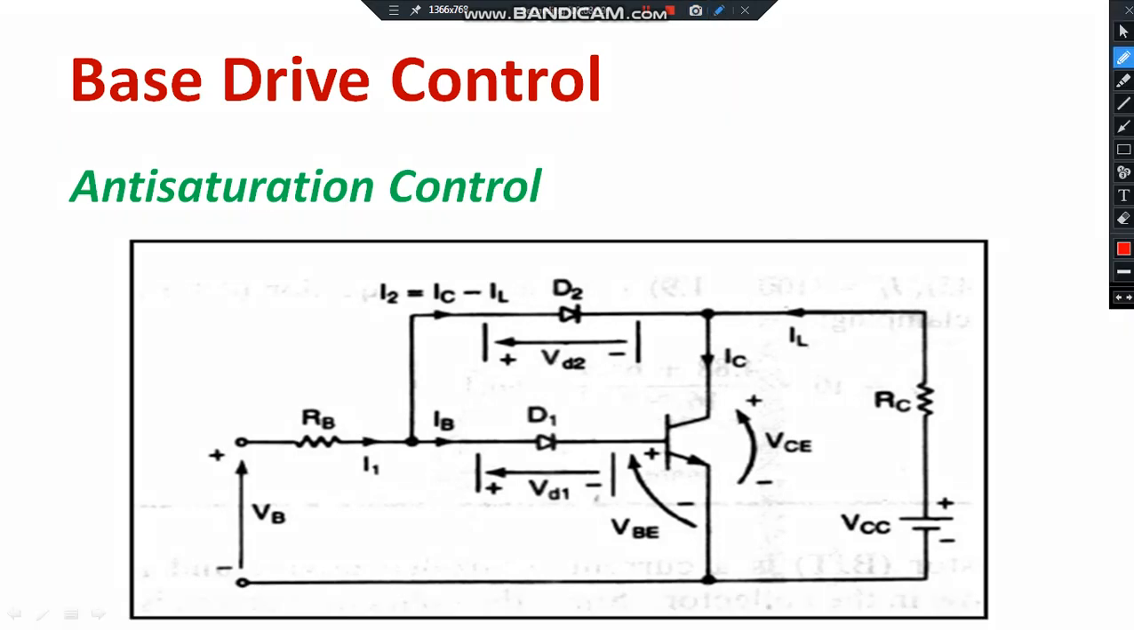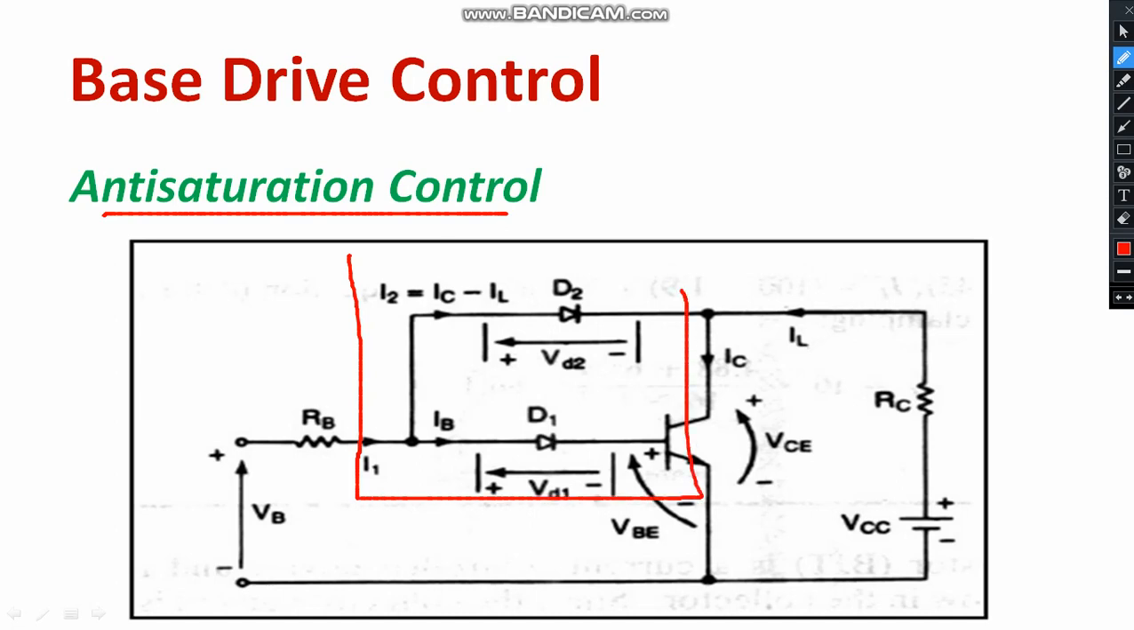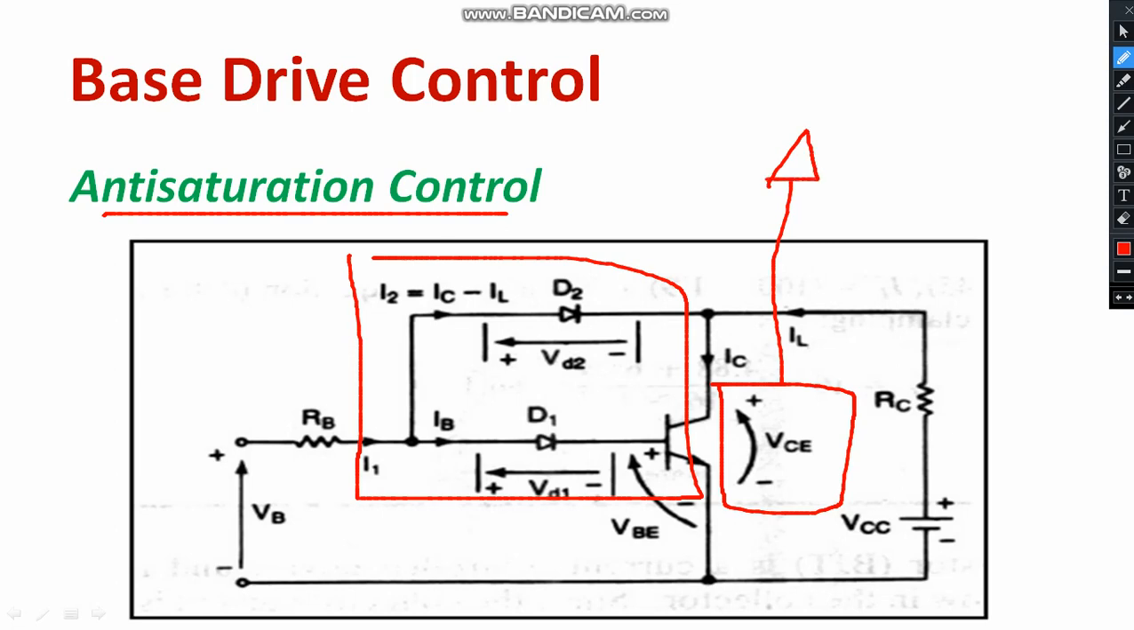The next methodology is known as anti-saturation control. In anti-saturation control, we use a clamped circuit as shown in the diagram. This is your clamped circuit. We are using diodes D1 and D2. Here VCE is maintained at a predetermined level. I mean clamping of the collector to emitter voltage, or you can call it the output voltage, at a predetermined level. That is exactly what happens in anti-saturation control.